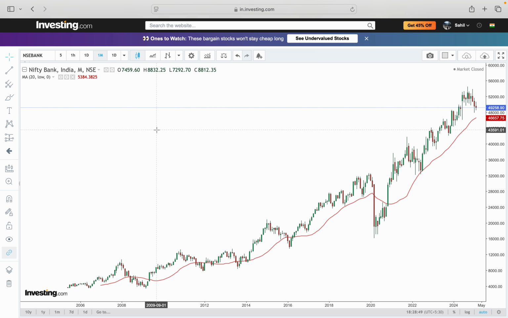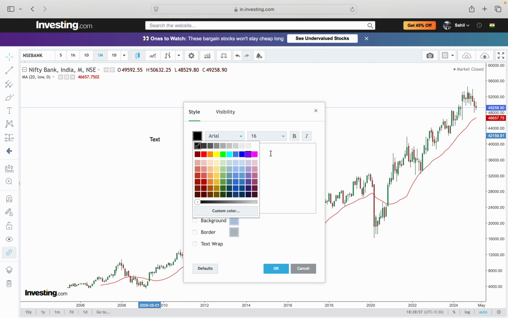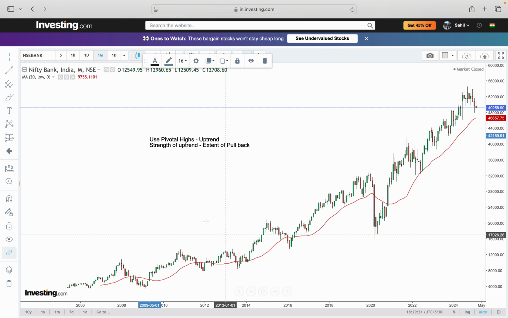So the rule is very simple, that I am going to just make a note here so that you can refer. Use pivotal highs and lows to determine an uptrend. So let's just focus on the pivotal highs to determine an uptrend. And the strength of an uptrend is determined by the extent of pullback. In other words, where I use price action to determine if the security trend is up or not, I use the extent of the pullback in order to determine how strong that trend is.